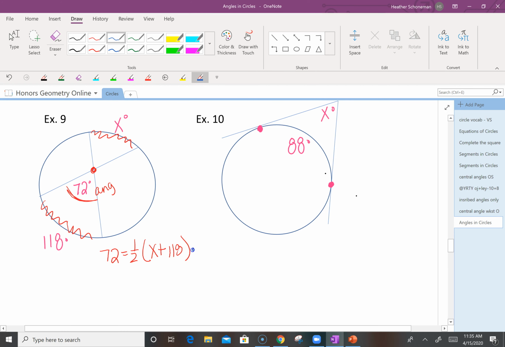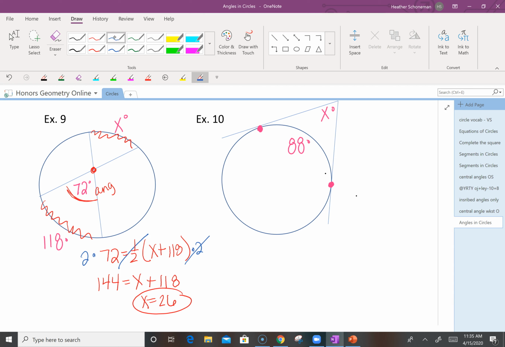So to solve that problem, I'm going to multiply both sides of the equation by 2. So on the right, the 1/2 and the 2 cancel. So inside, I get 2 times 72, which is 144, equals x plus 118. 144 minus 118 is 26. So my final answer is x is 26.